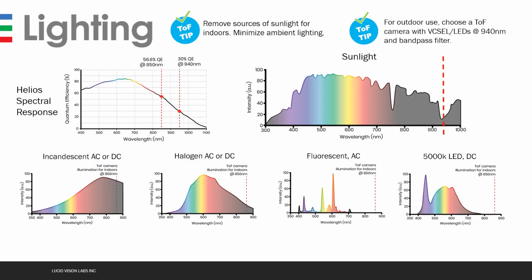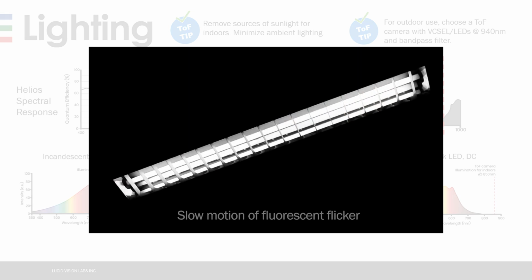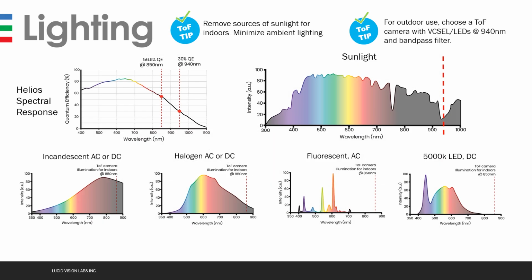Fluorescent lighting might look good, but it can be troublesome if they have a low flicker refresh rate or in general are just of lower quality. This can cause distortions in your 3D point cloud. Overall, we recommend uniform DC lighting such as high quality LEDs for indoor use.